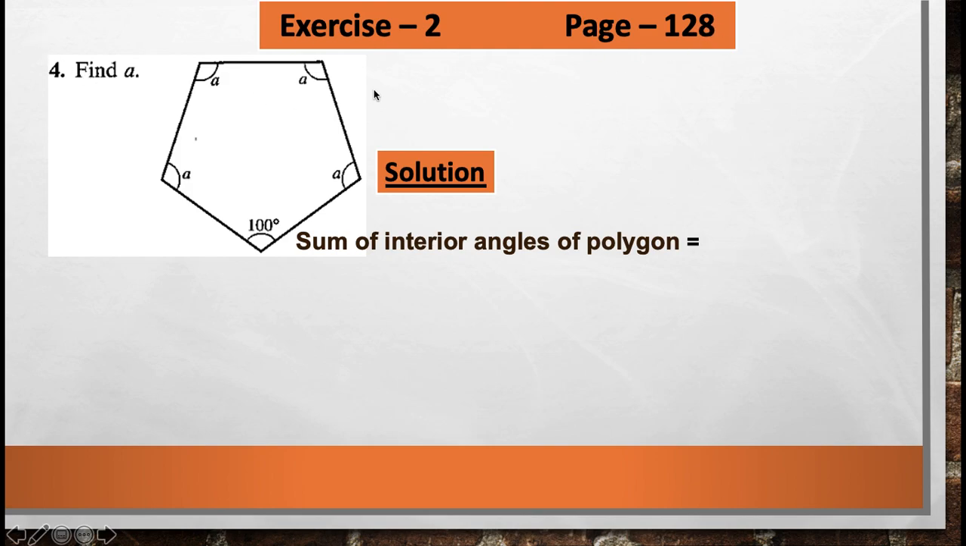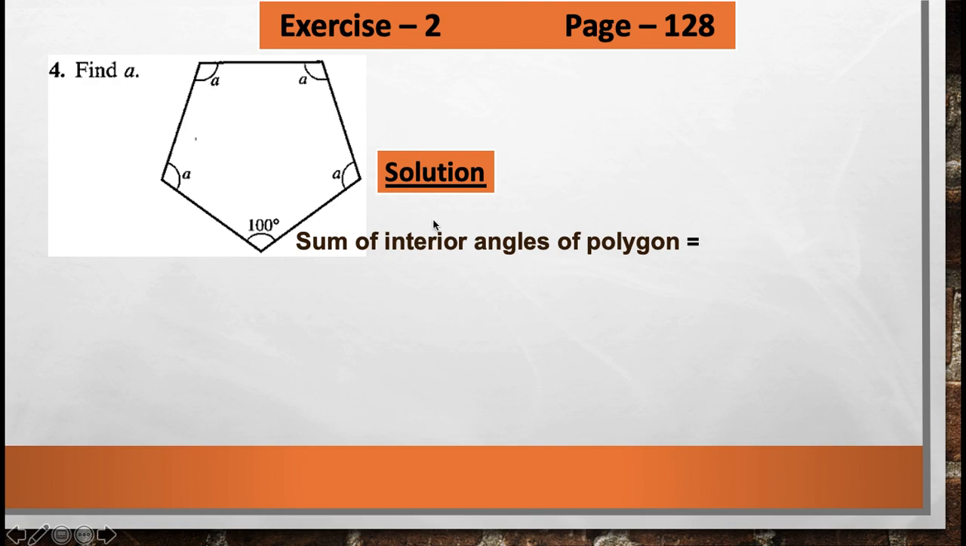Question number 4. This is a figure given in your textbook. The question says find A. That means these are the unknown angles. What type of figure is this, students? See the number of sides: 1, 2, 3, 4, 5. That means there are 5 sides, so it is a pentagon. Now you should find A. What is the angle for A?